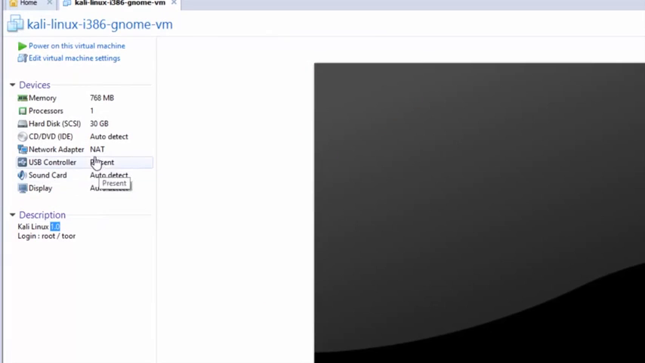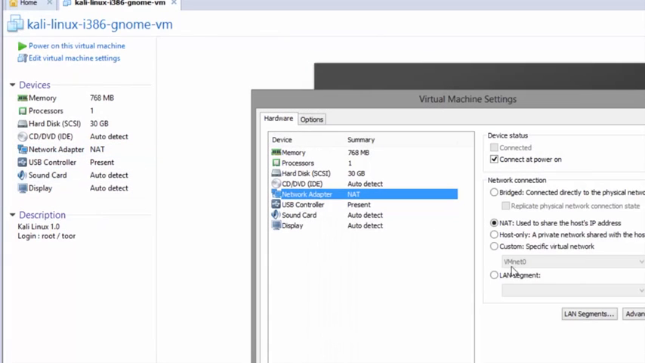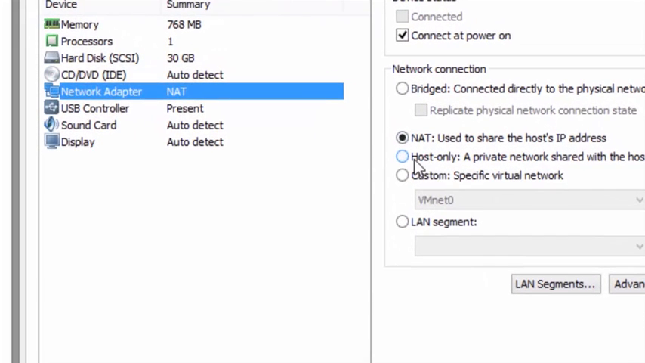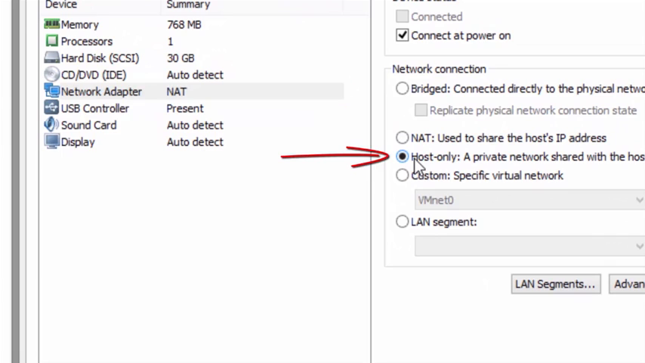I want to just quickly talk about the network adapter. This is very important for you as a penetration tester or security reviewer. Here you have mainly three options. Host only, that means that your network is gonna be just local. You can talk between VMs and even with the host. And I'm gonna do a stop here.